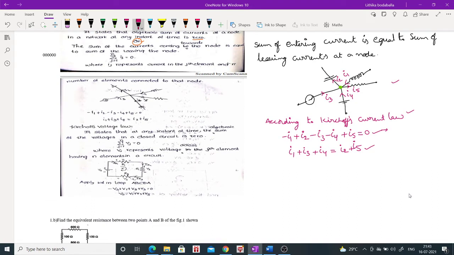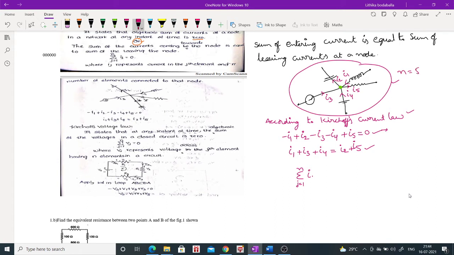Now I can write this sum as sigma. So sigma, the current is represented with I, taking j equal to 1 to n. This n indicates the number of elements connected to that node, so the elements are counted from 1 to n. For example, there are n elements. Here in our example, what is n? n is 5.